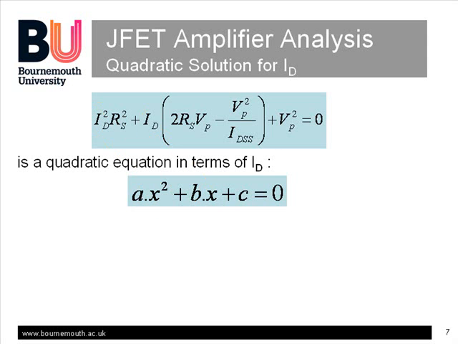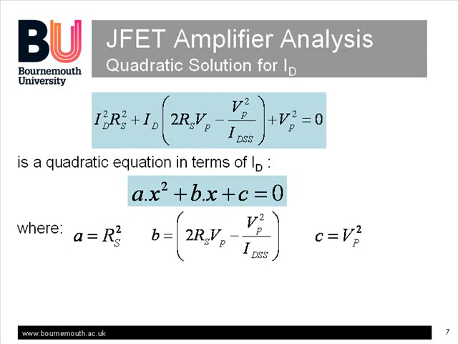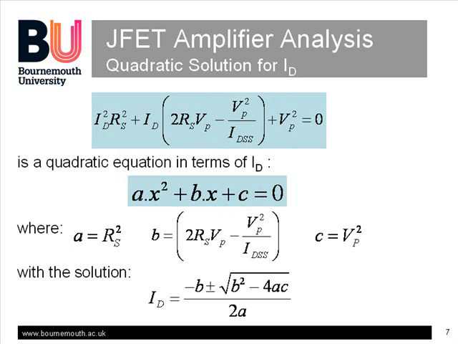If we compare the terms, we should be able to see that A is equivalent to Rs squared, B is the bracketed term of twice Rs times Vp minus Vp squared over IDSS, and finally, C is equal to Vp squared. The solution for the drain current is then found using the standard quadratic formula. So all we need to do is to calculate the coefficients A, B, and C from the parameters Vp, IDSS, and Rs, and then solve the standard quadratic to find our solution for the quiescent DC drain current, IDQ.